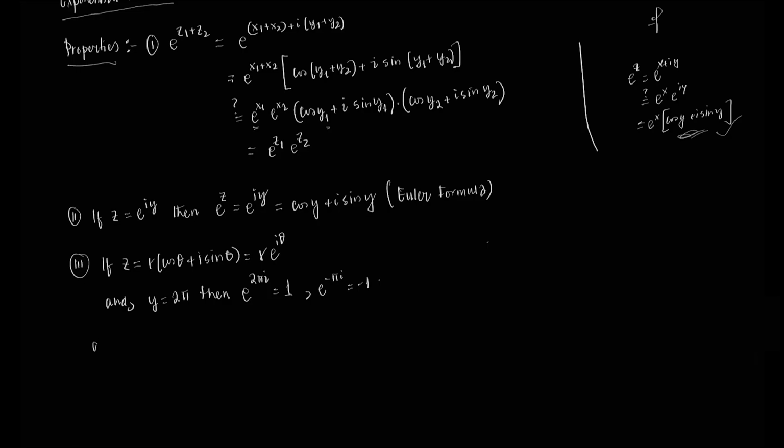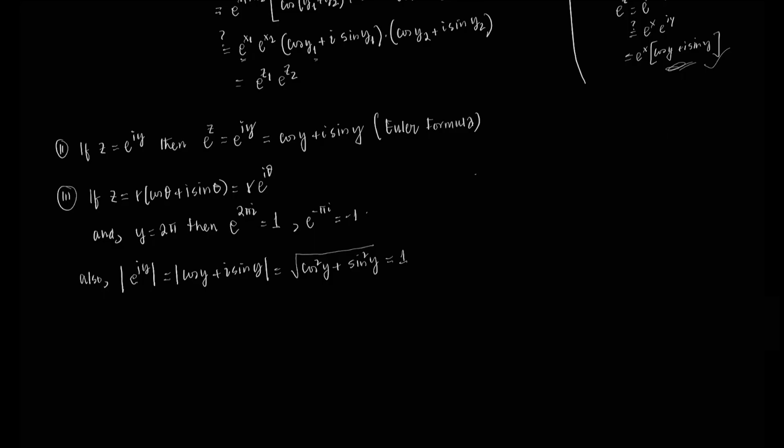And also, if you take the modulus of e^(iy), which is cos y + i sin y, that will be the square root of cos²y + sin²y, which is going to be 1. Clear? Okay, these are again things which you already expect.